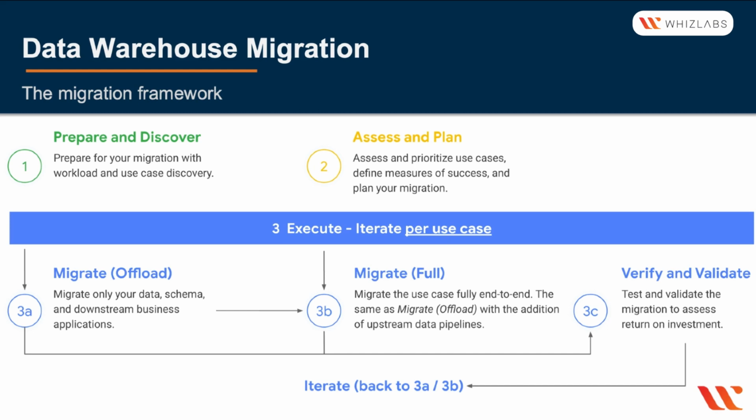So within the execute, you have migrate offload, migrate full, and then verify and validate. In the migrate offload, you migrate only the data schema and the downstream applications. And then the migrate full is when you migrate the use cases fully end to end. The verify and validate is to test to make sure that everything has worked correctly.